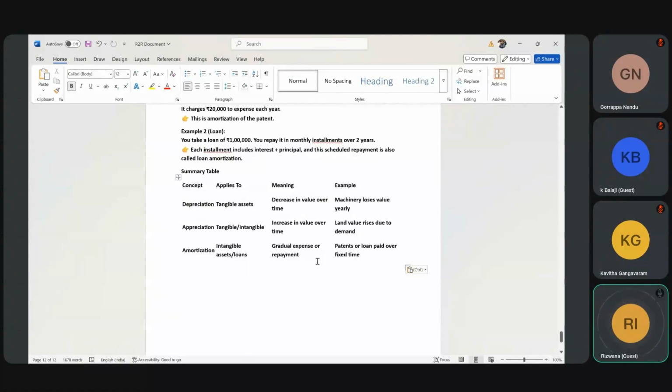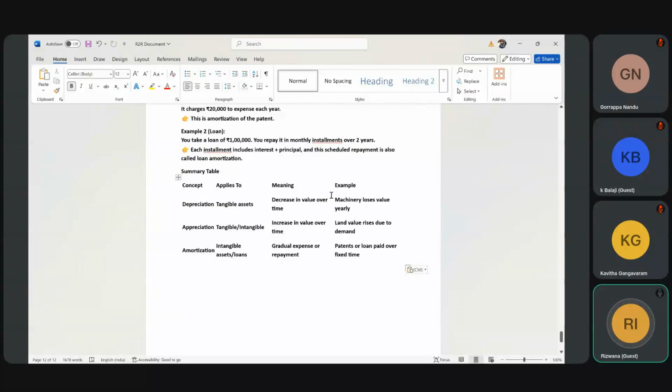or repayment. Amortization is nothing but loan repayment, like our EMIs, where we pay the principal plus the interest amount. For example, with a patent that is valid for 10 years, we charge 20,000 for each year. That is nothing but patent amortization.